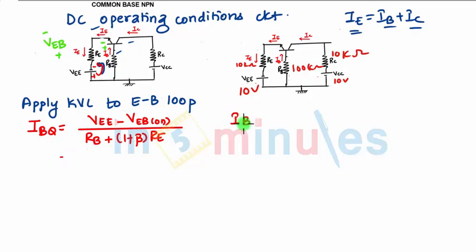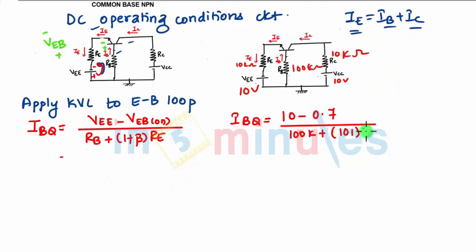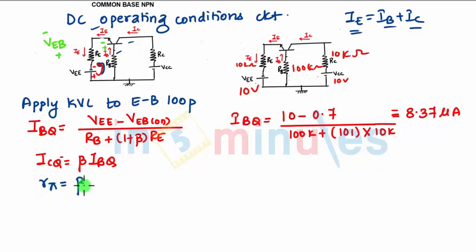Now for the problem, you can find IBQ as VEE is 10, minus VEB(on) which is 0.7, all divided by RB which is given as 100 kilo ohms, plus 1 plus beta, where beta is given as 100 in the question, so 101 into RE, which is given as 10. This will give you the value of IBQ as 8.37 microampere. Once you know IBQ, you can find ICQ as beta times IBQ.